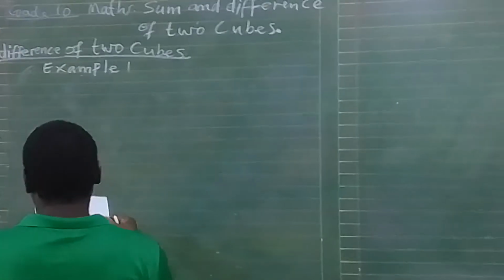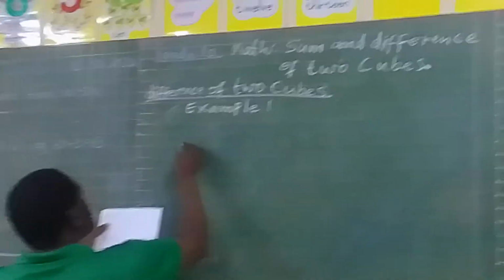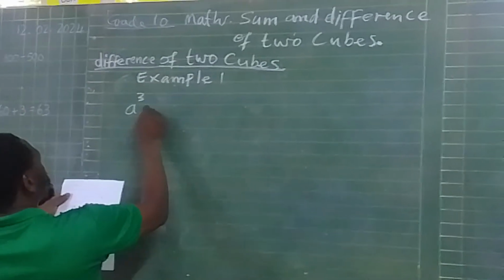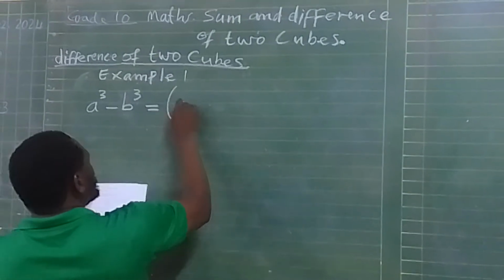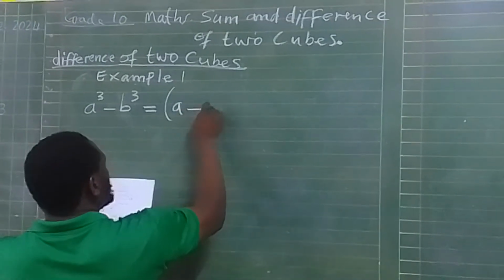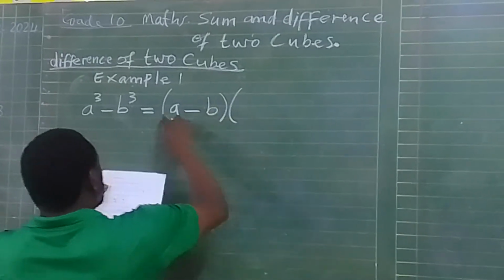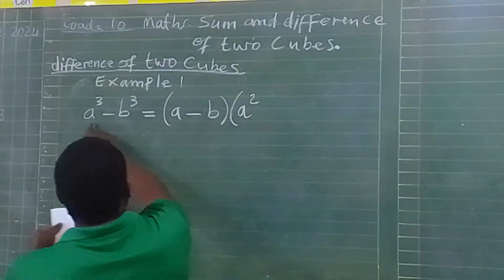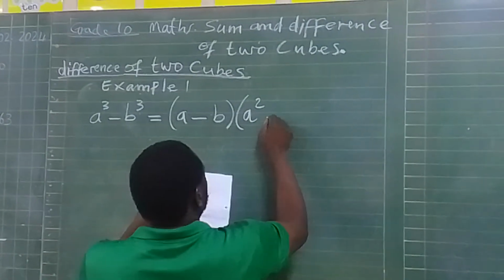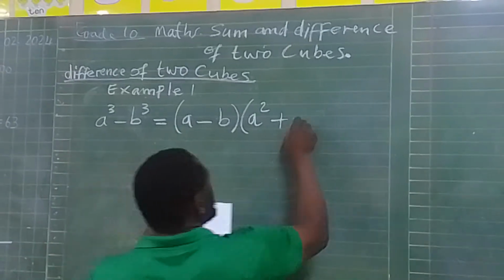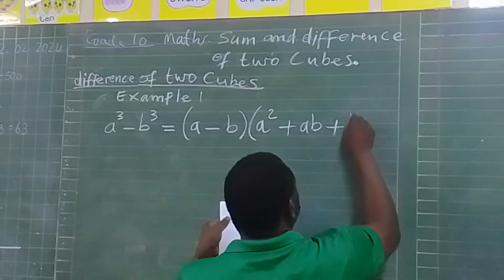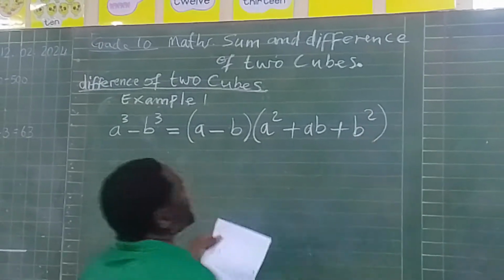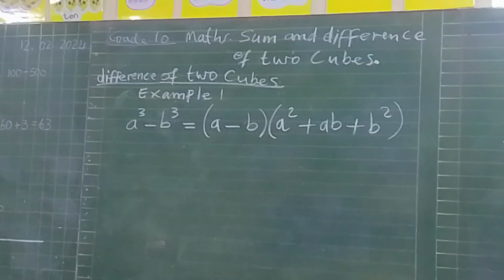This is the standard. It is going to be example 1. a cube minus b cube is going to give us a minus b, into a squared. You multiply the 2, you square the last one, the b. Simple. This is example 1. Let's check example 2.